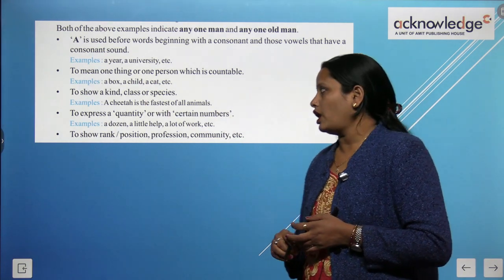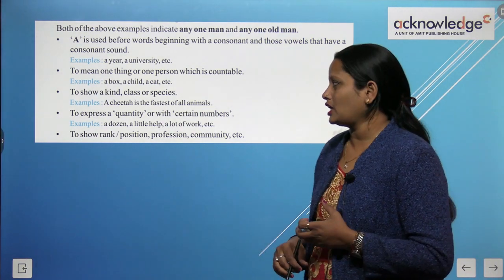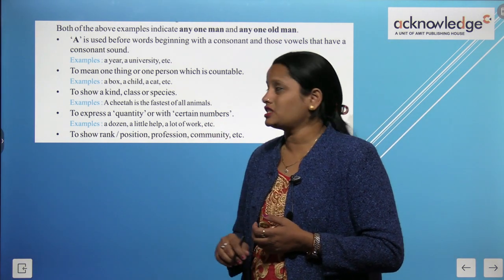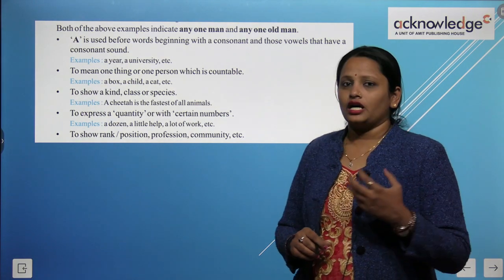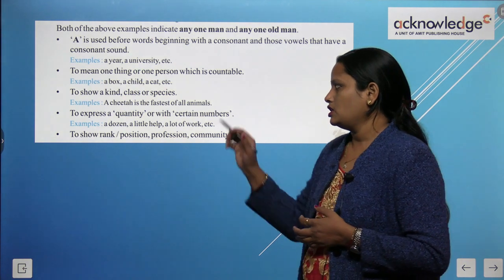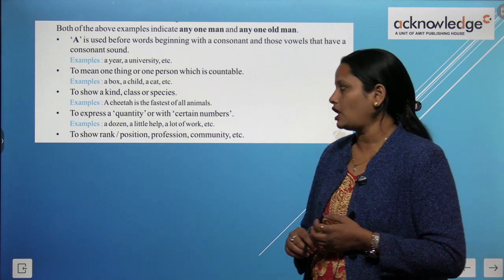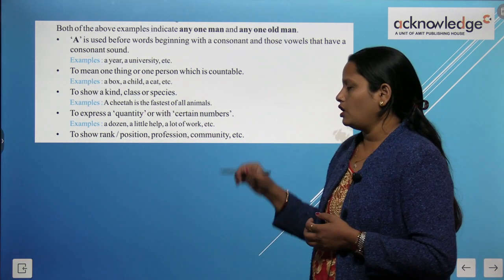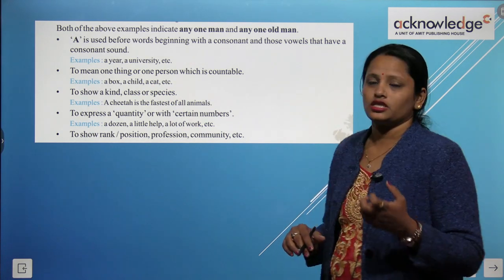Now, to show a kind, class or species. तो किसी kind के बारे में बताना है, किसी class के बारे में बताना है या फिर किसी species के बारे में बताना. Here is an example: a cheetah is the fastest of all animals. To express a quantity or with certain numbers: a dozen, a little help, a lot of work, etc. So किसी एक quantity या फिर particular certain number के साथ use करते हैं.